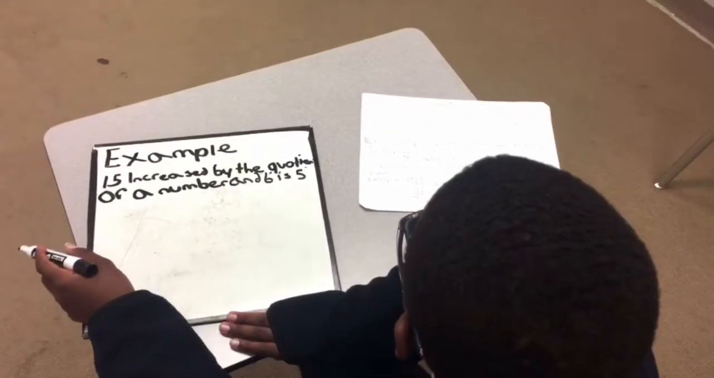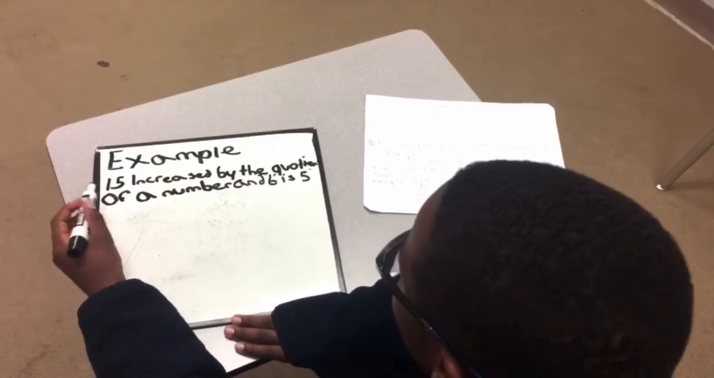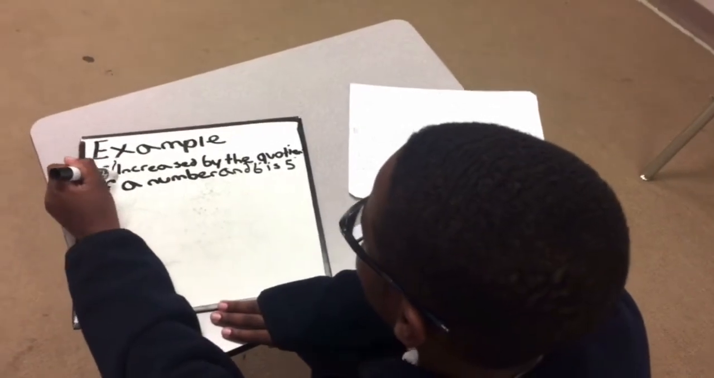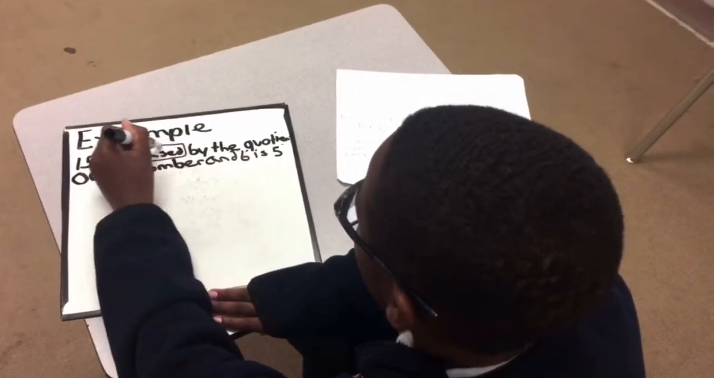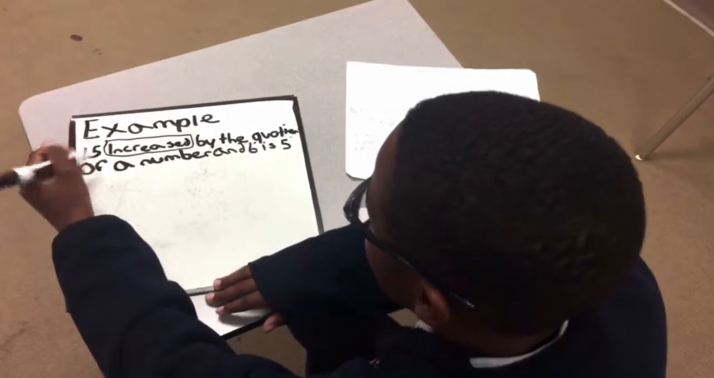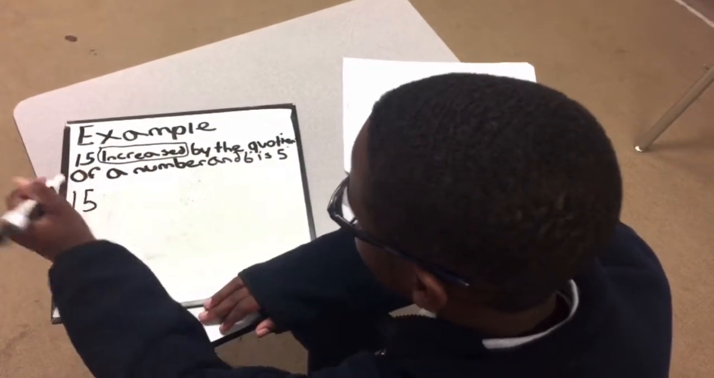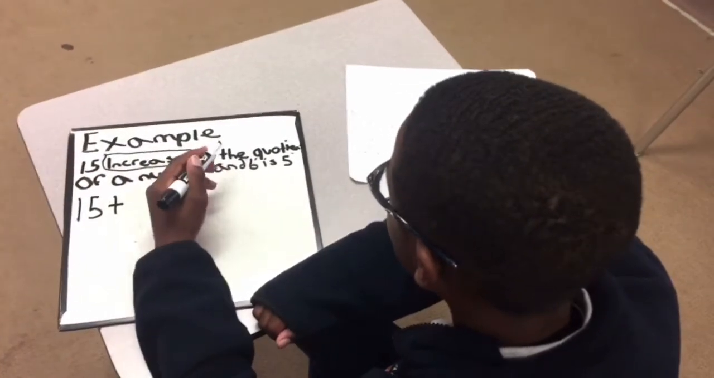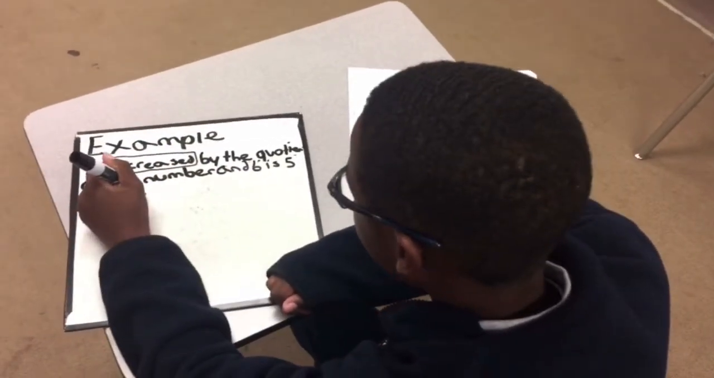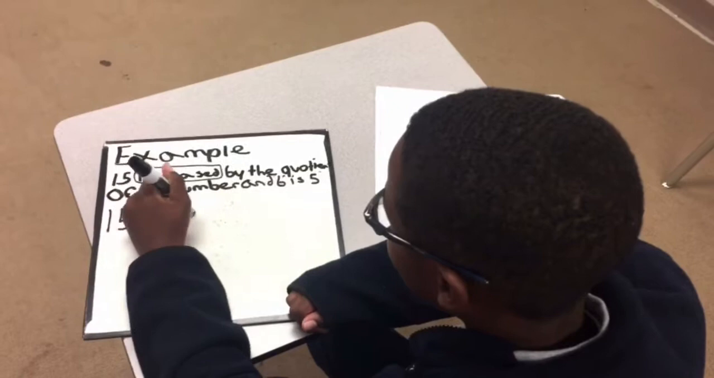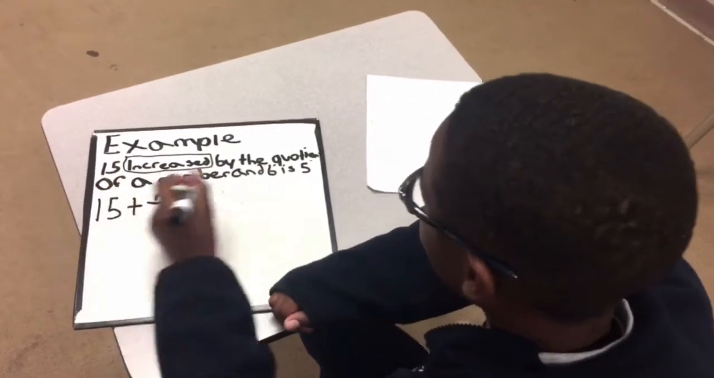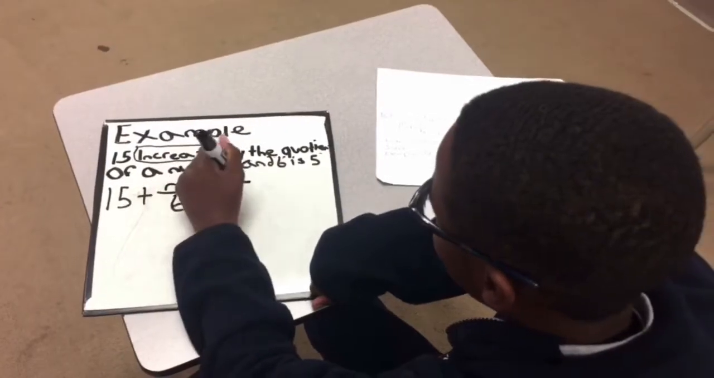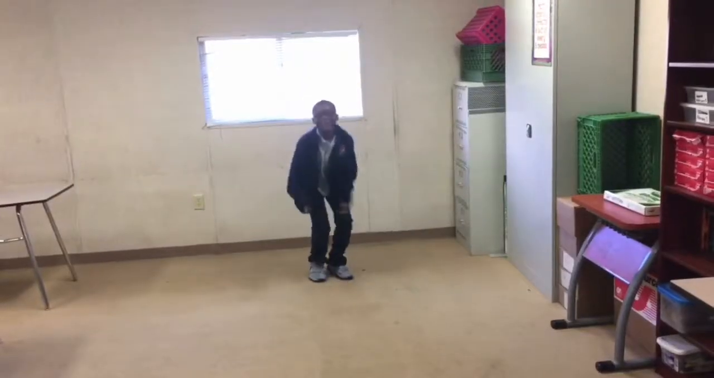When translating sentences into equations, you have to find key words. For example, in this example, they use the word increased, which is another word for add. So put 15 plus the quotient of a number and 6. Since it's a number, we're going to put n over 6, and "is" is another word for equal, so it would equal 5.